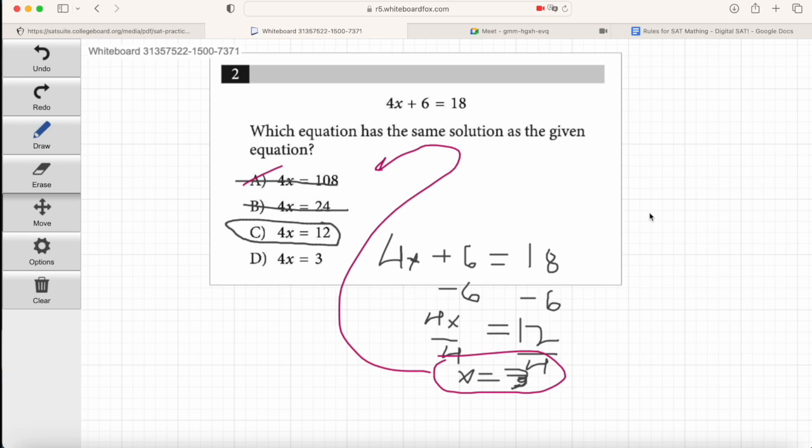Let's double check with D here. Does D give us a true statement? No. We're 12 equals 3. That's crazy. So we can confirm it is indeed answer choice C. Any questions about that, Tanner? No. Okay. Great job there. Let's keep it rolling.